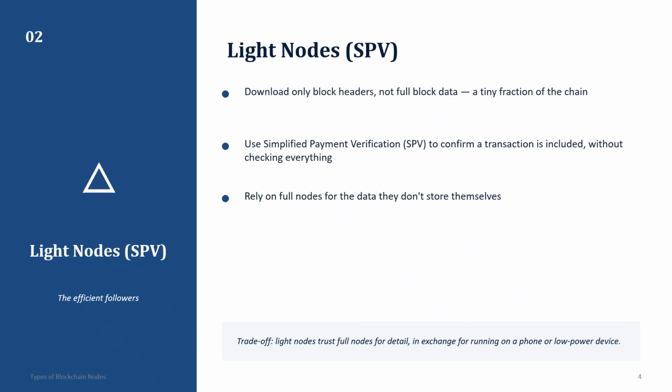Light nodes. Not everyone can store hundreds of gigabytes. Light nodes, also called SPV clients. SPV means Simplified Payment Verification. They download only block headers and ask full nodes to prove a transaction is included. This is what most mobile crypto wallets do. It's fast and lightweight, but it means light nodes place a degree of trust in the full nodes they query.